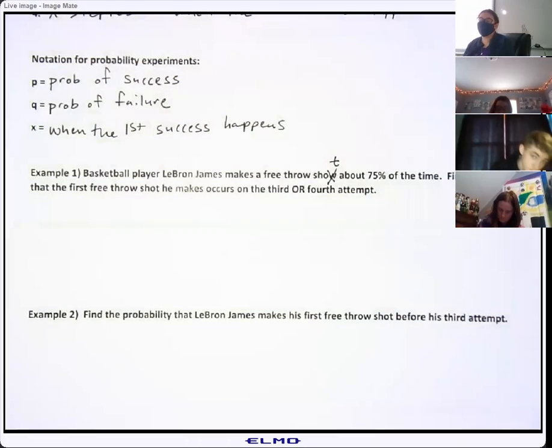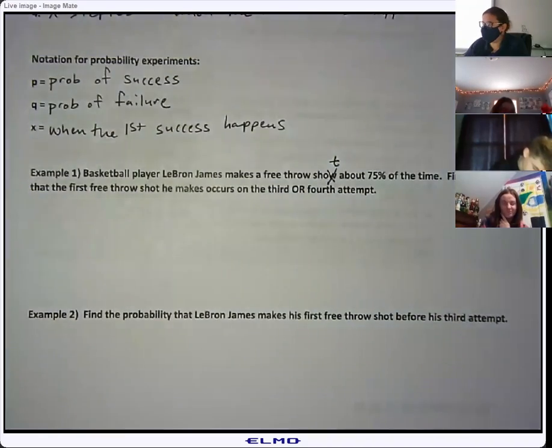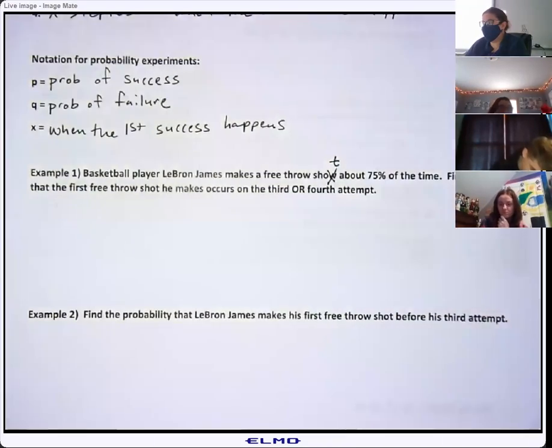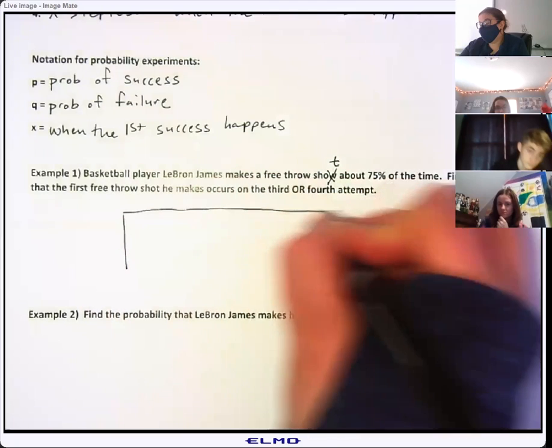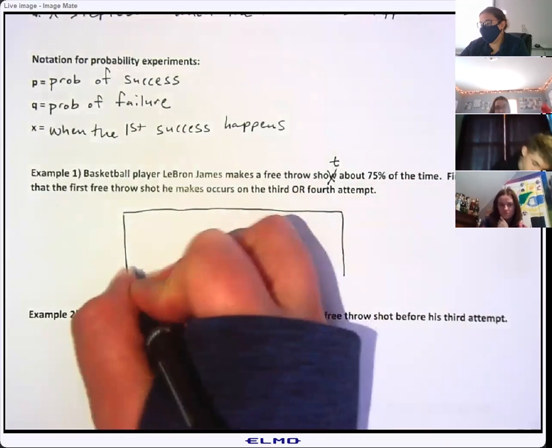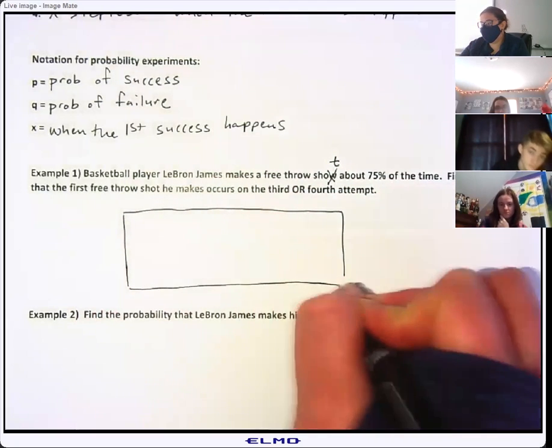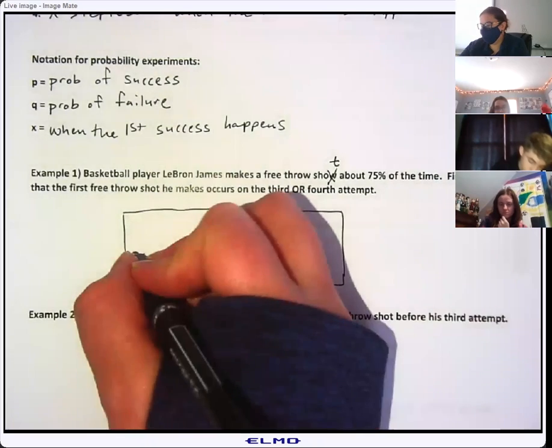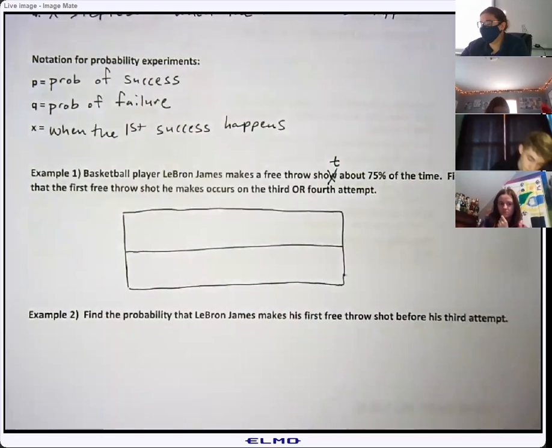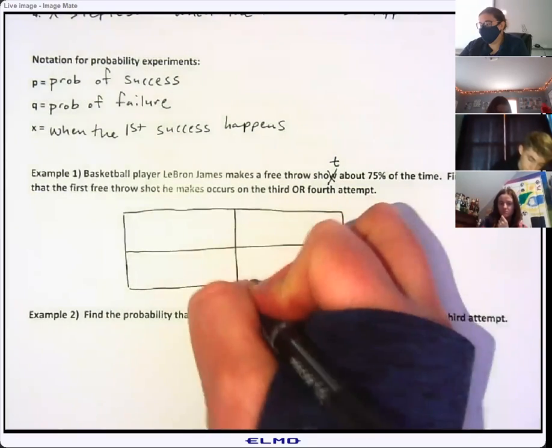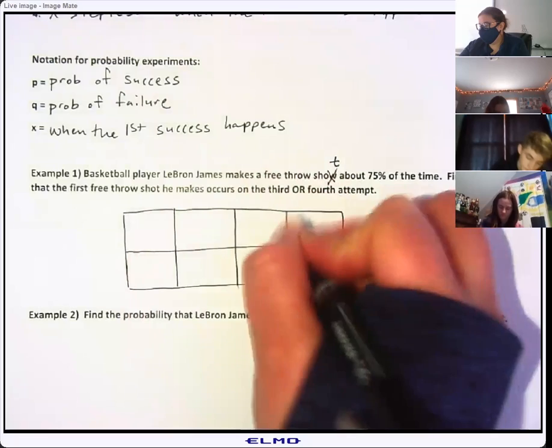All right, let's think about it first. Do you think it's likely that the first one he successfully makes will be the 3rd one or the 4th one? Maybe. What do you think is most likely for him? He gets it right about 75% of the time. Do you think he's most likely going to get it right on his first shot or his second shot or his third shot or his fourth shot? Probably the first shot, right? I mean, he's got a 75% chance of getting it right on the first shot.